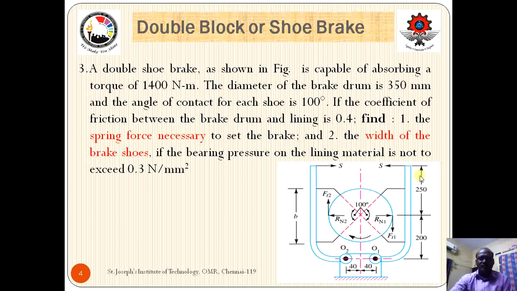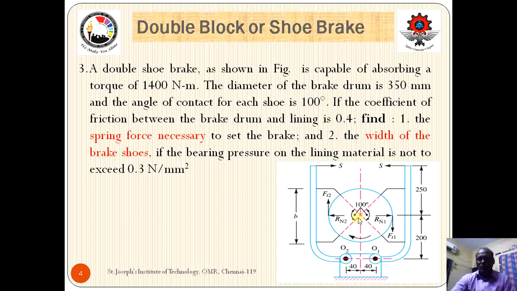You can see the distance is given. Take the rotation as clockwise, assume. So S is acting this side, and Rn1 opposes S, and the frictional force acts towards the direction of rotation of the brake drum. Similarly, on the other side, S is acting this side, Rn2 opposes, and Ft is acting towards the rotation of the drum. Okay. So the distance value is also given. The diagram is given in the problem.